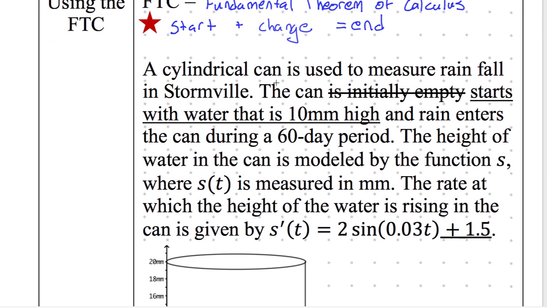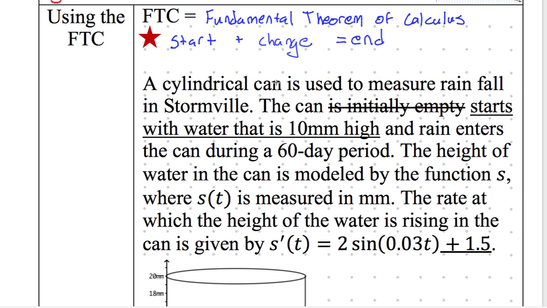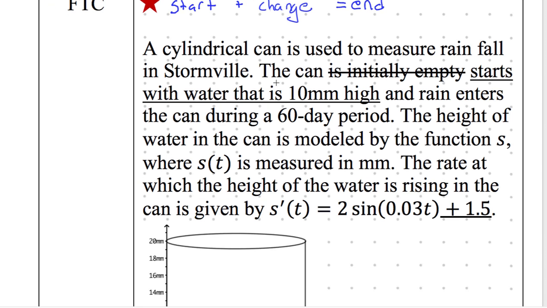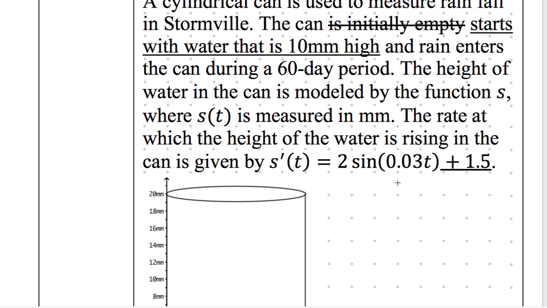So we have the same problem. I changed it now, and this is not something I should have changed a long time ago. I'm changing it for the specific purpose of using the fundamental theorem of calculus. So now instead of the can starting empty, it's going to start with some water. It's 10 millimeters high of water, to be specific. Our equation used to be 2 sine of 0.03t, and because I've added some water, it's better modeled by this function where I add 1.5. Those are the only changes.